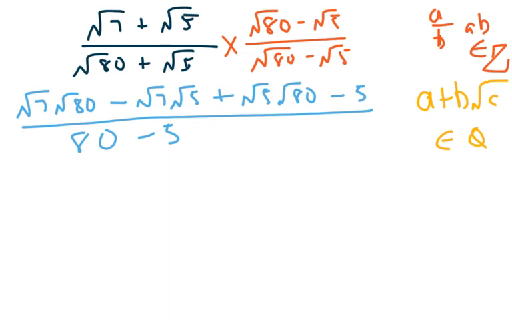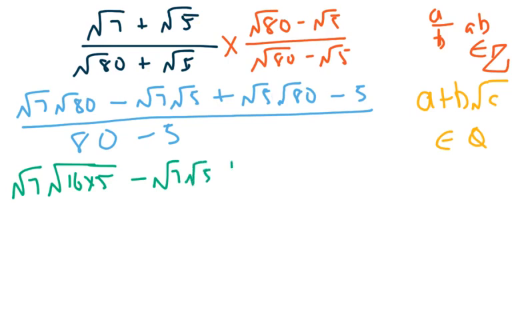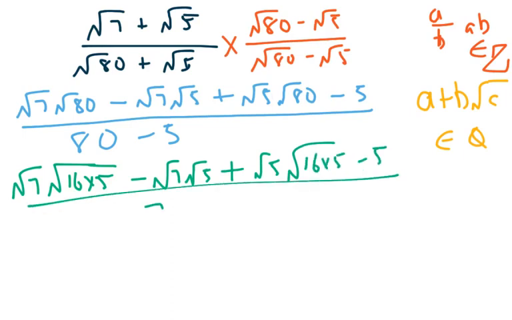So let's look at the roots, the first one, say root 7. Now root 80 is equal to 16 multiplied by 5. 80 is equal to 16 multiplied by 5. So the root of 16 multiplied by 5 can be written like that. Minus root 7 root 5 plus root 5, and then 80 is equal to 16 by 5 again. Minus 5, all written divided by 75.